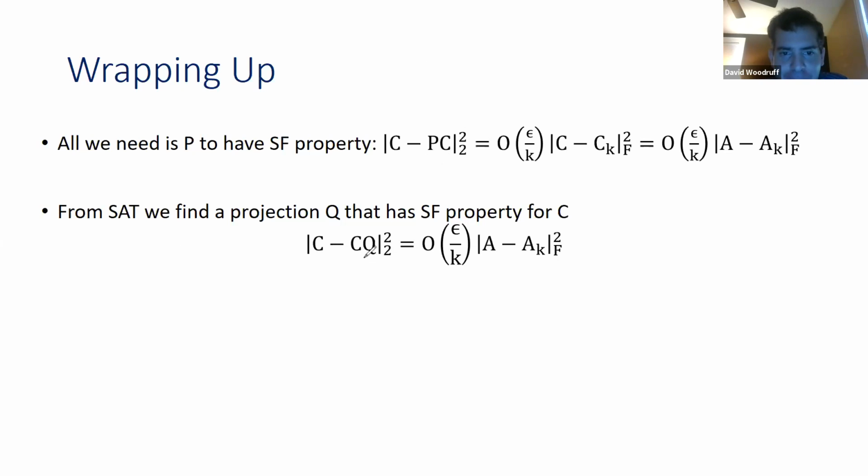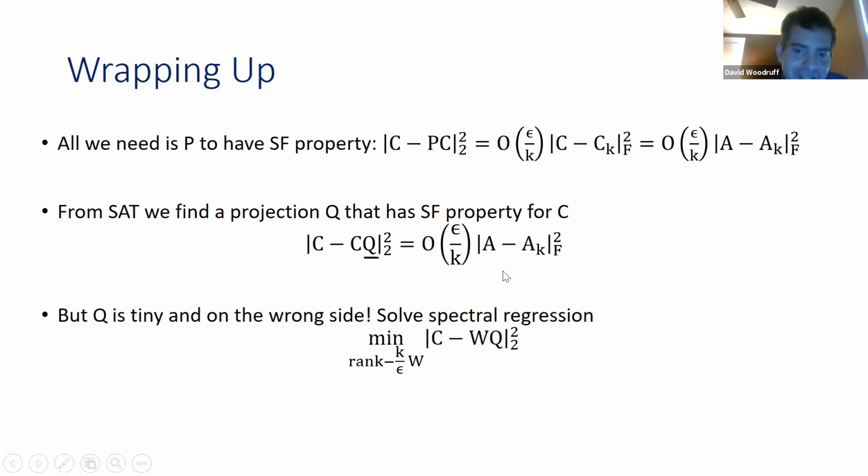But if you have a good matrix on the right with the SF property, what do you think you should do? What have we been doing so many times in this talk? Well, you should set up a regression problem. So let's set up a regression problem where this is the matrix you have on the right and try to find a good matrix on the left. This is a somewhat unusual regression problem in that you're minimizing operator norm. So you're trying to find some unknown rank K over epsilon W that minimizes the operator norm of the difference. And we call this spectral regression.